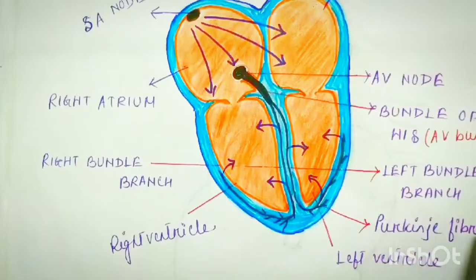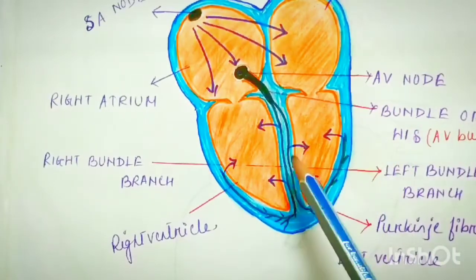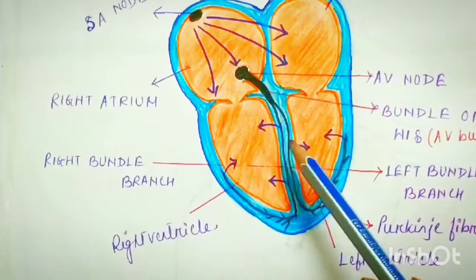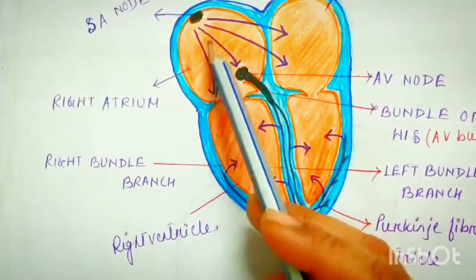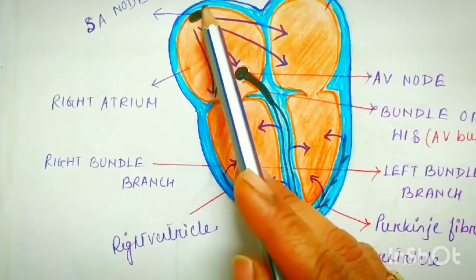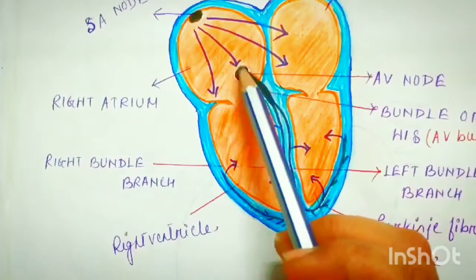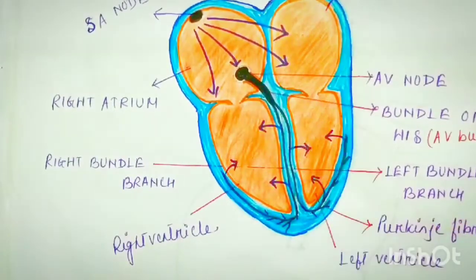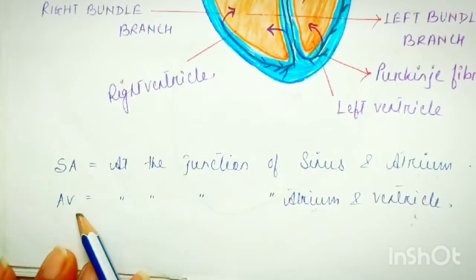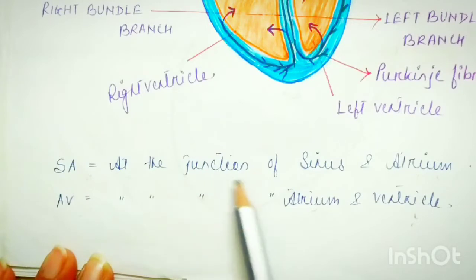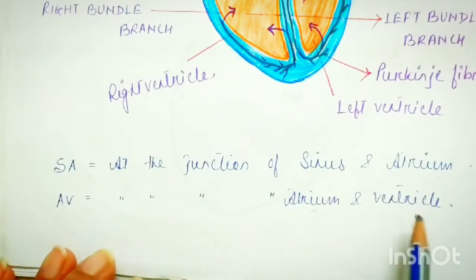So Purkinje fibers are present in the wall of the ventricle, whereas the bundle of His is present in the interventricular septum. And the SA node and AV node are both present in the right atrium. One is present in the upper part of the right atrium, another is present on the left side of the lower part of the right atrium. Another important point you have to remember is the location of the SA node and AV node. The SA node is present at the junction of sinus and atrium, whereas the AV node is present at the junction of atrium and ventricle.